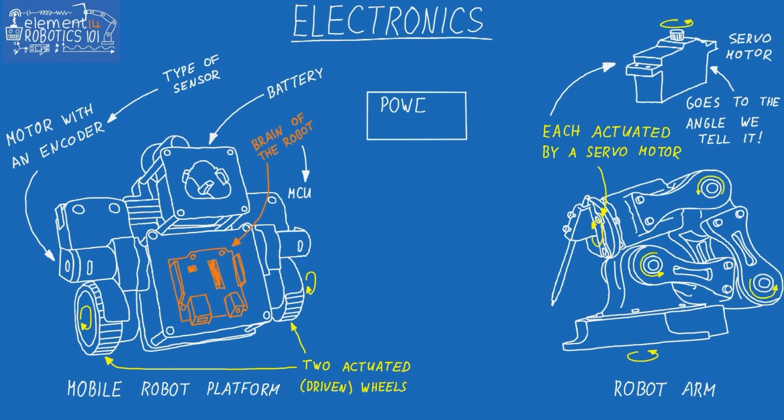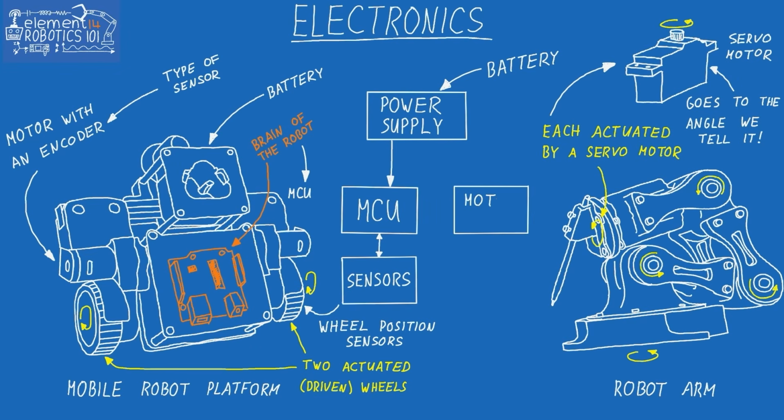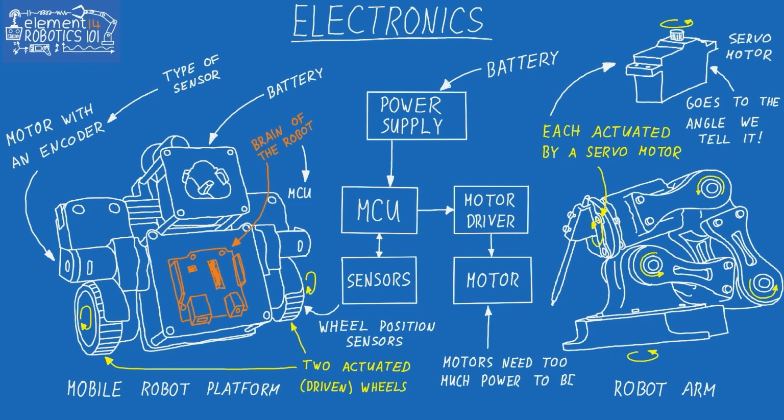First, we need some kind of power supply to power the whole robot. This can be something as simple as a battery. We then need a brain for a robot, in our case this would be a microcontroller. Our robot can have sensors like the wheel position sensors on our mobile robot platform, and we need actuators. For that we will use motors with motor drivers, since microcontrollers are not powerful enough to drive motors directly from their pins. For the arm, on the other hand, in the case of the servo motors, the motor driver is integrated into the actuator itself, so we don't need an additional motor driver.